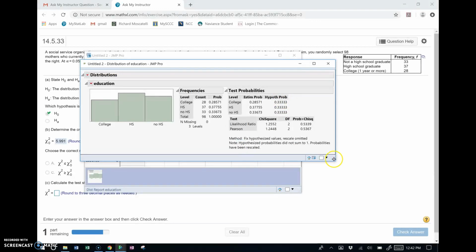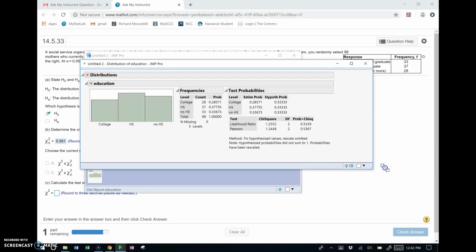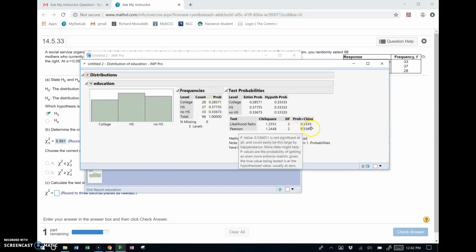Now, what does it do for me? Well, it gives me, as you can see, the Pearson chi-square test statistic, which is 1.2448. Tells me the degrees of freedom, which makes sense. Okay, there was 3 categories. You lose a degree of freedom. And there's the p-value, 0.5367, which tells me that's greater than any alpha we pick. So we will fail to reject the null hypothesis. So it appears that this data, in fact, is coming from a uniform distribution.